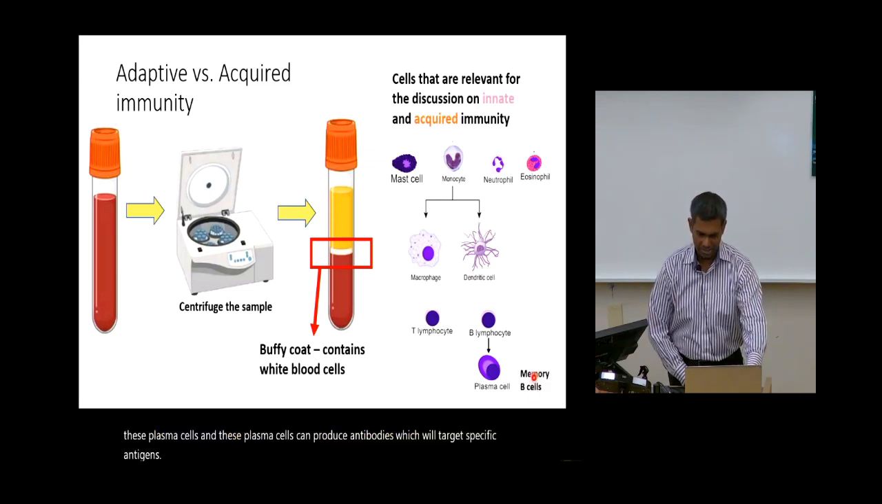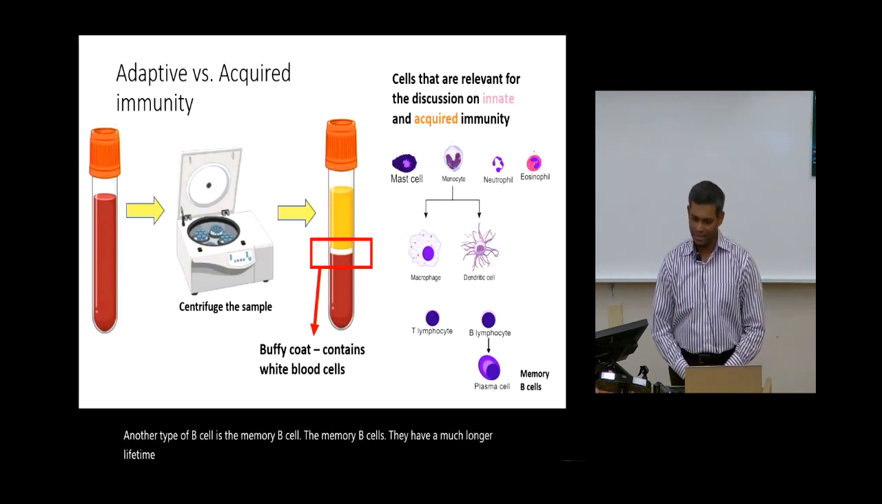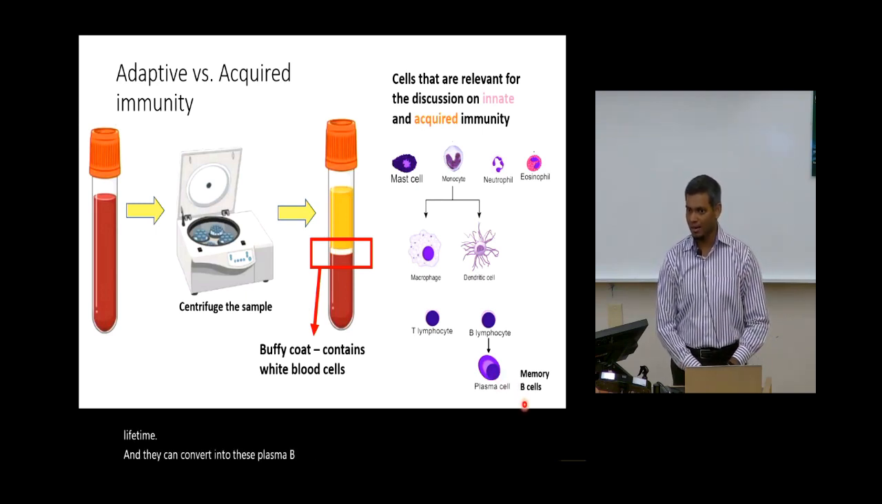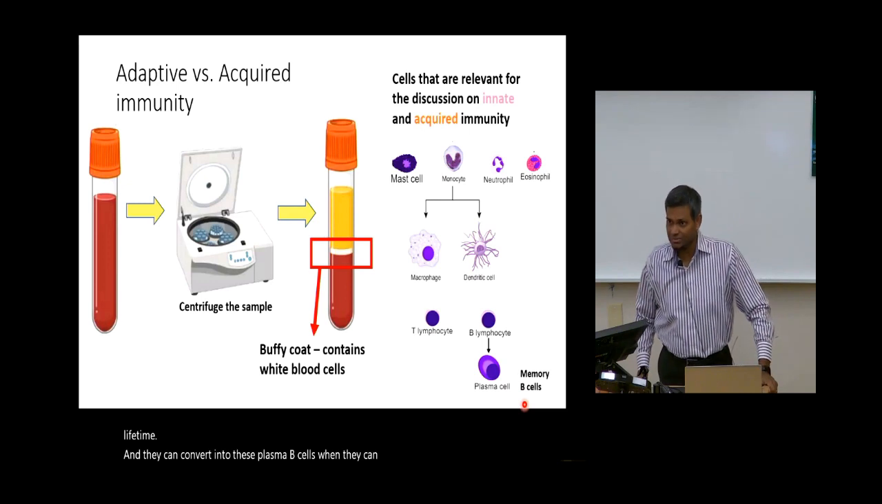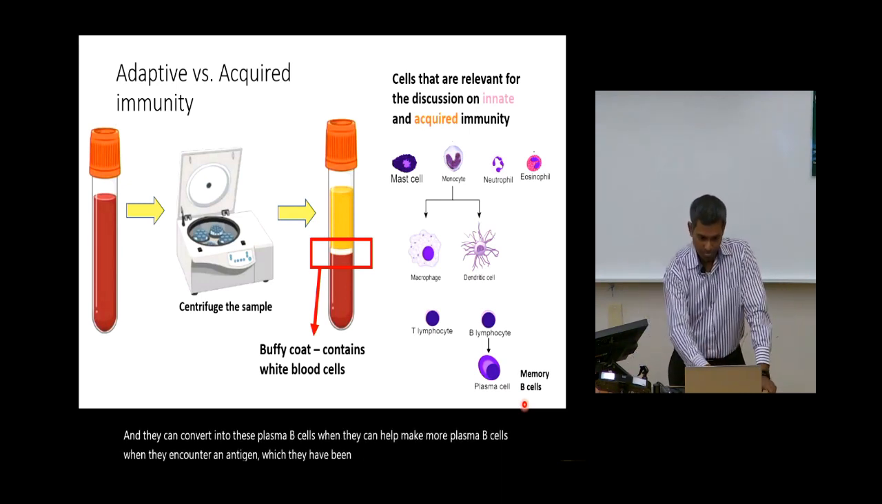Another type of B cell is the memory B cell. The memory B cells have a much longer lifetime, and they can convert into plasma B cells, or help make more plasma B cells, when they encounter an antigen which they have been formerly exposed to.